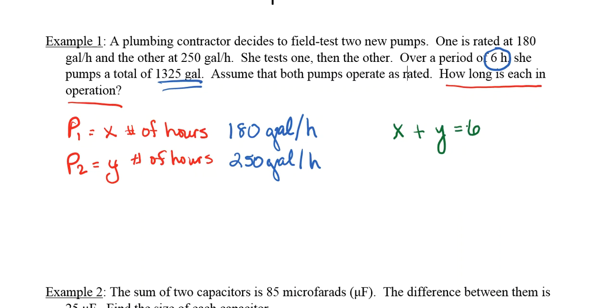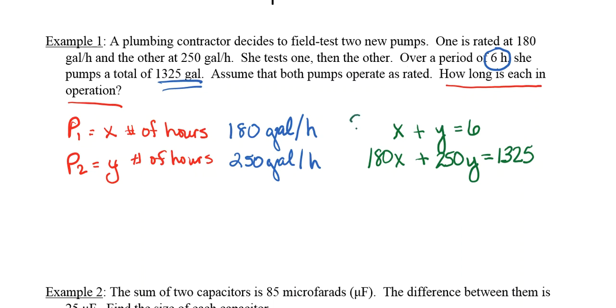The next one deals with the fact that it pumped 1,325 gallons. So for every hour that pump 1 worked, it pumped 180 gallons. So that's 180 times X. So if it pumped 1 hour, that's 180. If it pumped 2 hours, that's 360, and so on. We're going to add to that the fact that pump Y does 250 gallons for every hour it worked. And we know it worked a total of 1,325 gallons. So the first equation is based on the hours, the second one is based on the gallons.